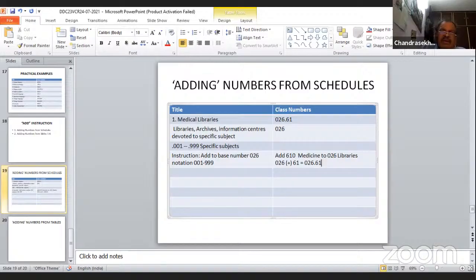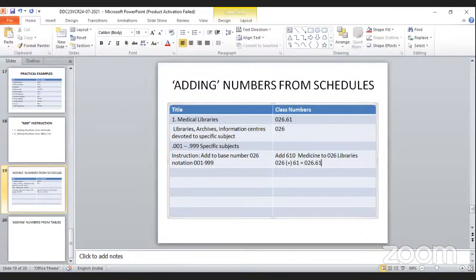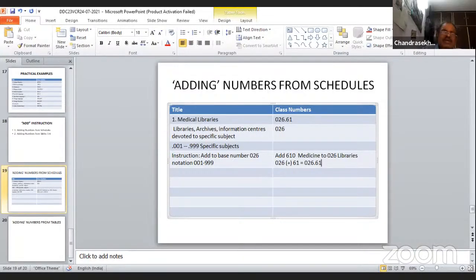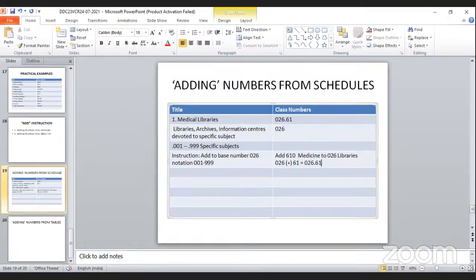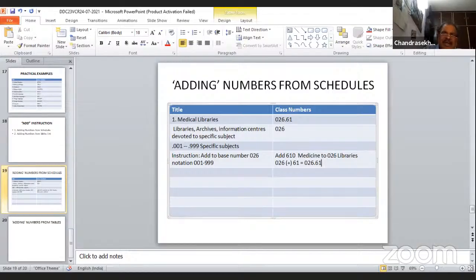If I say technology libraries, 026.600. 600, there are no zeros with meaning there, so only 026.6. Okay? Yes, sir. Okay, you got it. Yes, we got it, sir. Then I'm going to the next step.